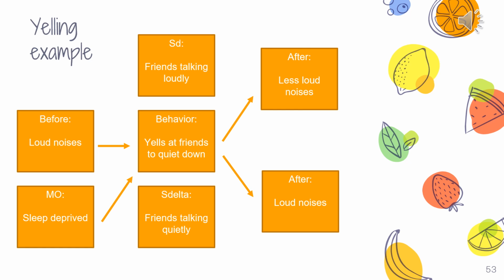The MO in effect here is sleep deprivation. This is going to increase the reinforcing effectiveness of the loud noises quieting down, and it's going to increase the frequency of the response, yelling at his friends to quiet down, which results in the loud noises decreasing.